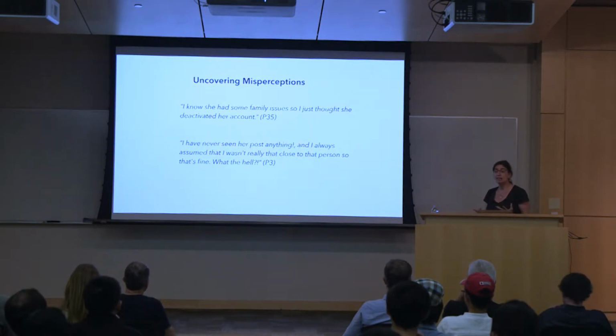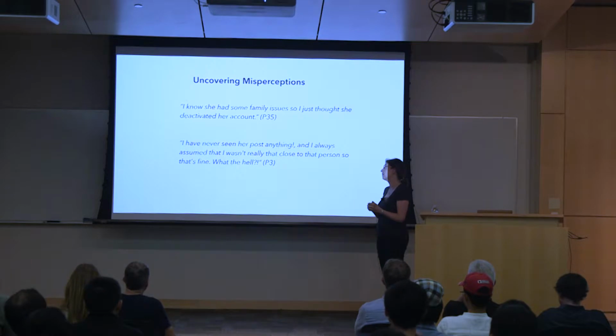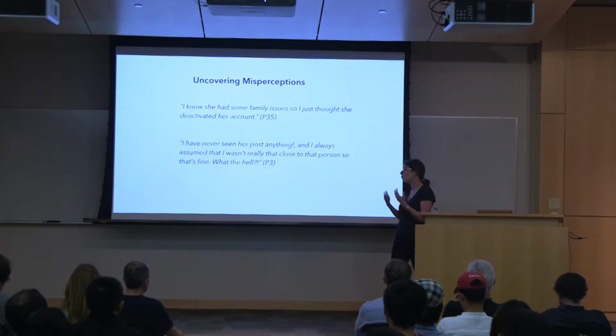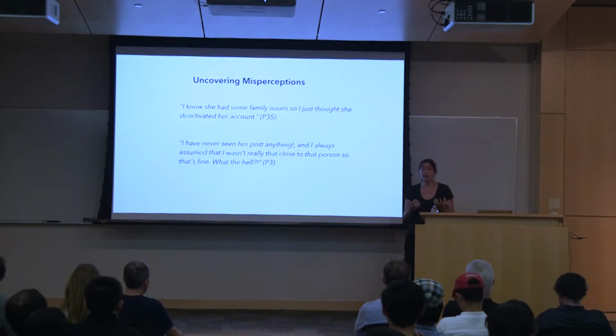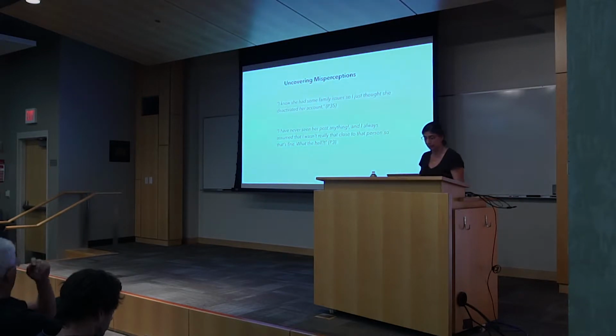But there was also this revelation of uncovering misperceptions. I know she had some family issues, so I just thought she deactivated her account. Or, I've never seen her post anything, and I always assumed that I wasn't really that close to that person, so that's fine. What the hell? It turns out people got really upset when they saw posts from a friend asking for help and they couldn't help them. People really, really wanted to help, and they were thinking, wow, this might explain why I made that post the other day and I got 0 likes for it. It finally started clicking for them as they were experiencing this.